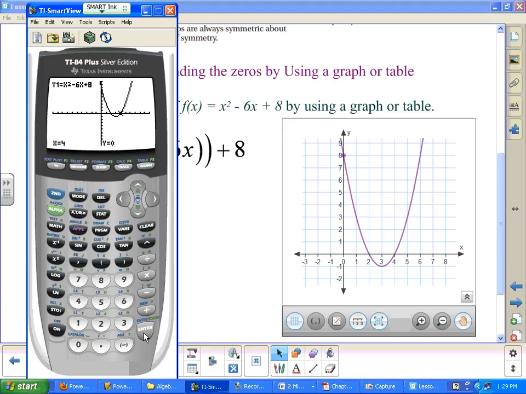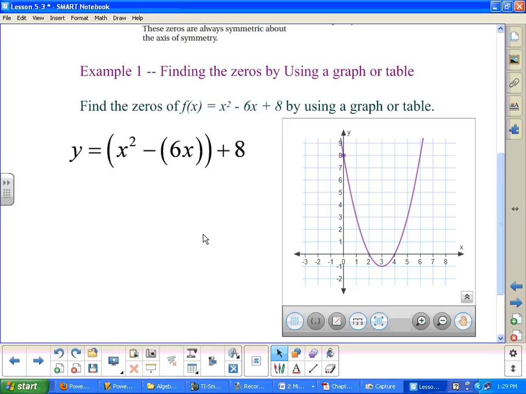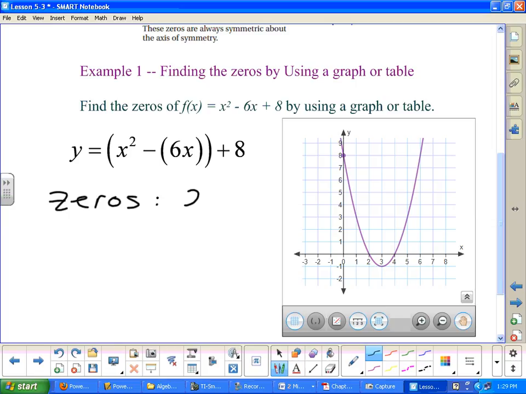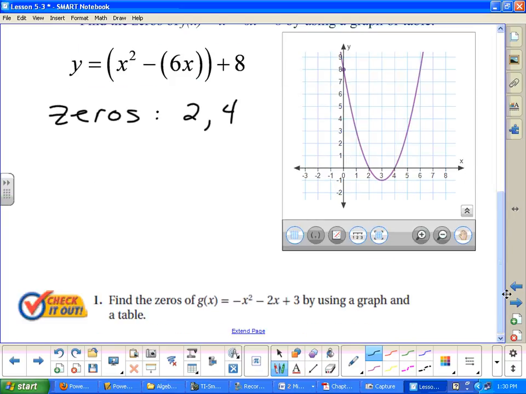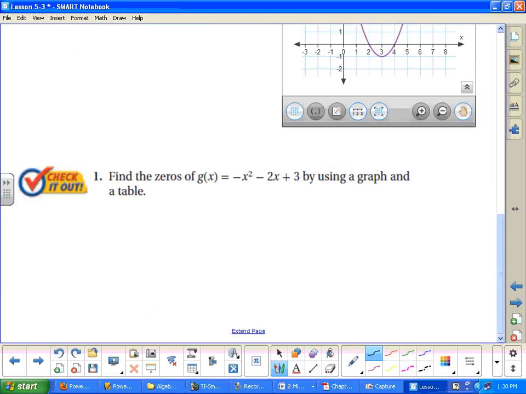So it says find the zeros by using the graph and table. My answer then would be the zeros are at 2 and 4. So we'll be looking at our graph and table for doing them. Now find the zeros for this function.